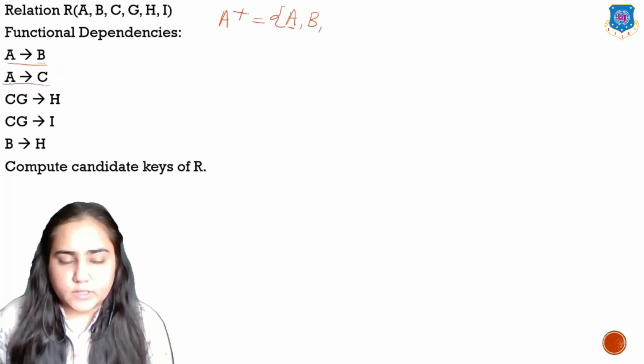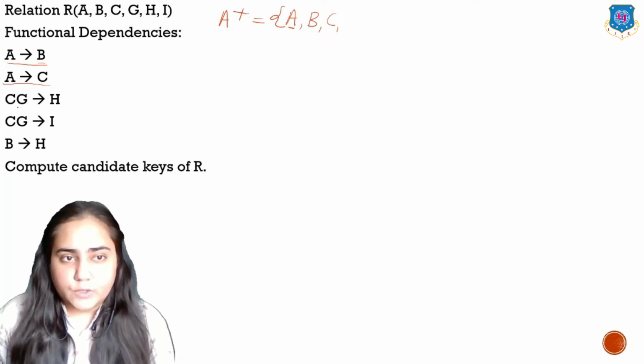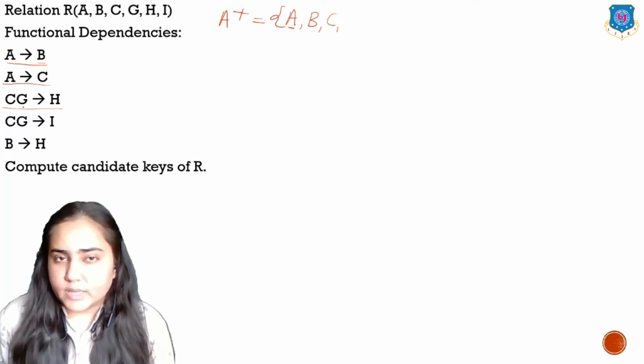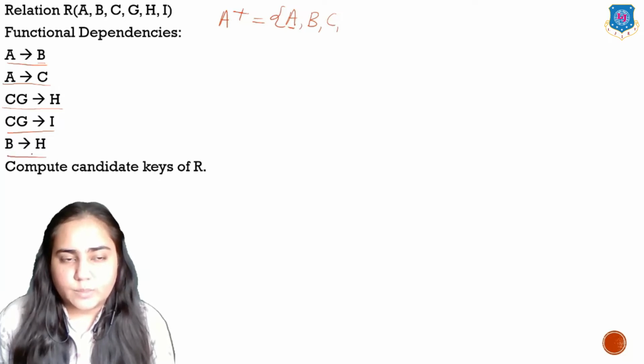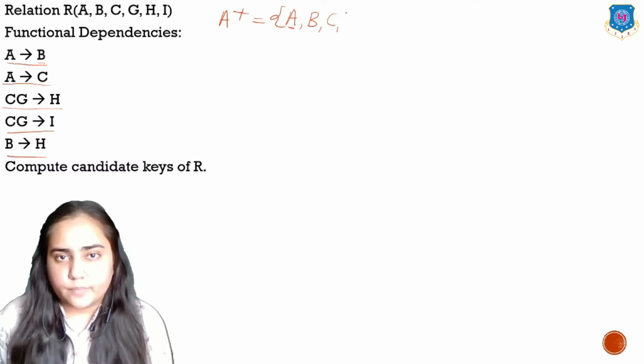The next functional dependency is A determines C. The left side contains A, and A is present in our set. So we can add C also to our set. The next functional dependency CG determines H, but we do not have both C and G in our set. We have C, but we don't have G, so we cannot add H. And same is true for the next one, CG determines I. We don't have C and G both, so we cannot add I. The last one is B determines H. Because we have B in our set, we can add H.